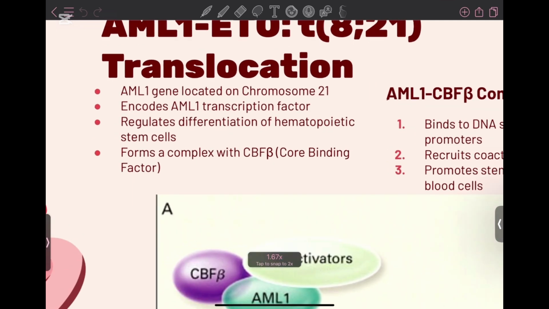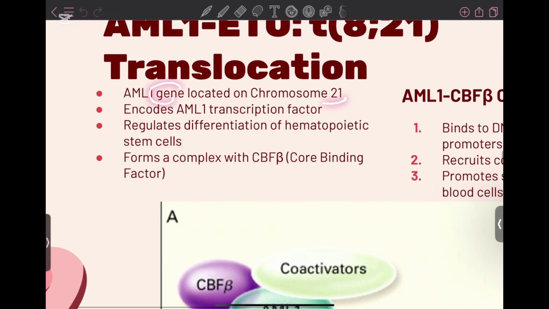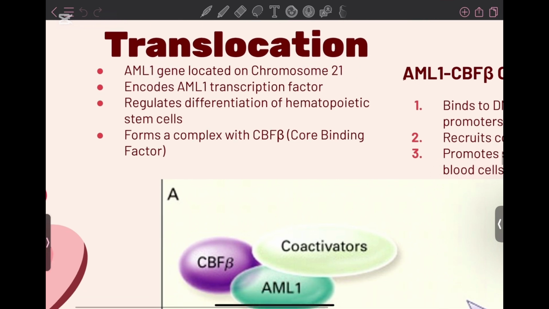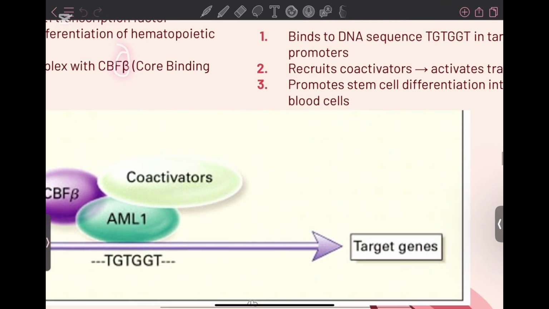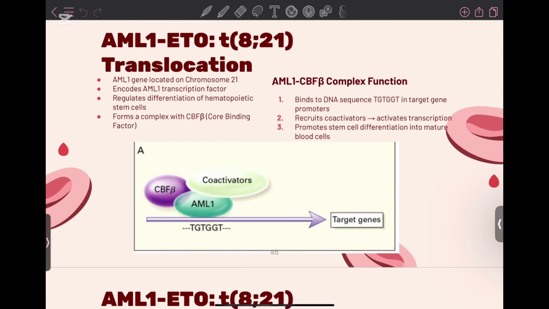AML1-ETO. So basically, AML1 is a gene that's located on chromosome number 21, and it encodes for the AML transcription factor that is responsible for the differentiation of the hematopoietic stem cells. This AML1 gene forms a complex with the core binding factor beta. Then this core binding factor beta is going to bind to the DNA segment TGTGGT. Then it's going to recruit the cofactor. Then we're going to have an active transcription factor, which is going to promote cell differentiation and maturation into normal blood cells. Now this is the normal process.